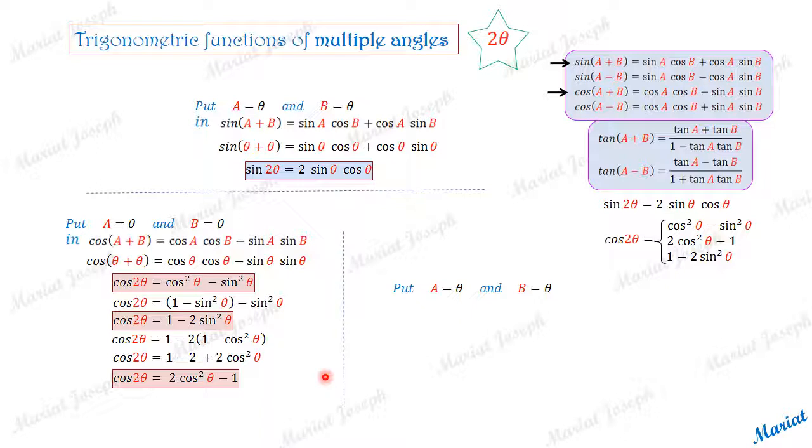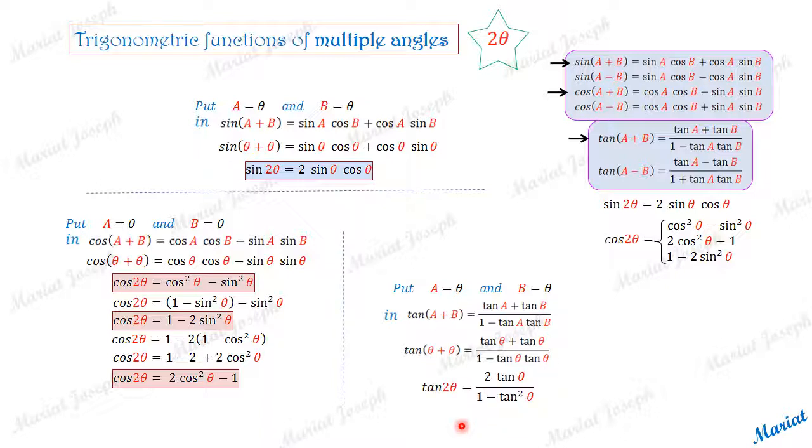Lastly, for tan 2 theta, put A equal to theta and B equal to theta in the tan A plus B formula. That gives us tan 2 theta on the LHS. RHS is tan theta plus tan theta upon 1 minus tan theta tan theta, as A and B both are theta. So the LHS becomes tan 2 theta is equal to twice of tan theta. Tan theta plus tan theta is 2 tan theta upon 1 minus tan theta into tan theta is tan square theta. Here we are with the third formula.